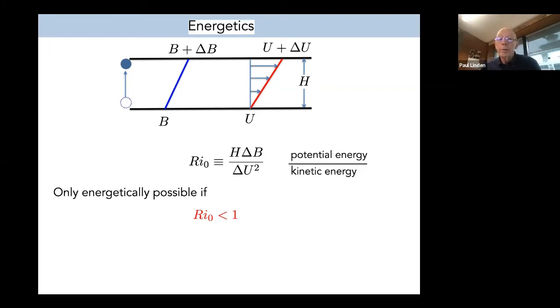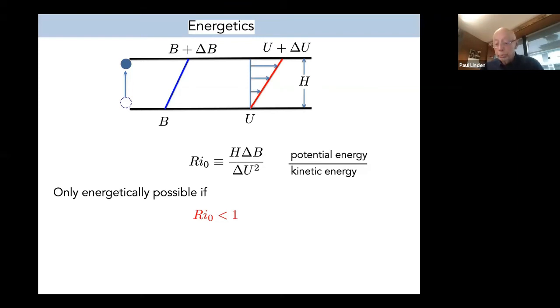And so really, it's only possible to move this parcel of fluid from the bottom to the top and to acquire the new buoyancy and density if you have enough kinetic energy, so more kinetic energy than you need to lift this fluid up, which means that this Richardson number needs to be less than 1. So essentially, unless that's true, it's impossible to move. You don't have enough energy to move a parcel from bottom to top.